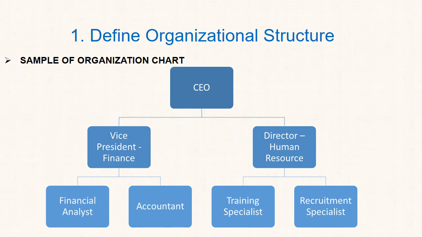In this slide, you can see the sample of a traditional organizational chart. The vertical arrows represent communication channels. The CEO is in the leading position. Vice President Finance and Director HR are reporting to the CEO. Vice President Finance is supervising the financial analyst and accountant, whereas Director HR is managing the training specialist and recruiting specialist.